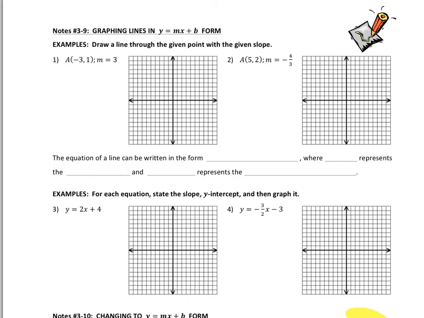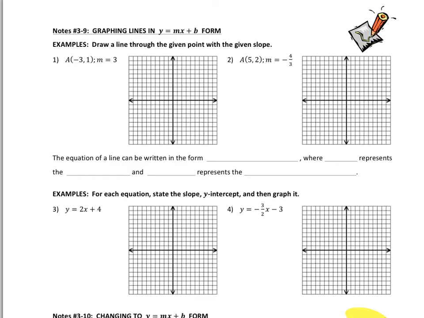Today we're going to talk about graphing lines in y equals mx plus b form. Now, the past couple of videos, Coach Holliday has talked about what m is, that it is the slope. It could also be considered the rate of change, or it can also be the constant of variation. So let's look at a couple of examples.